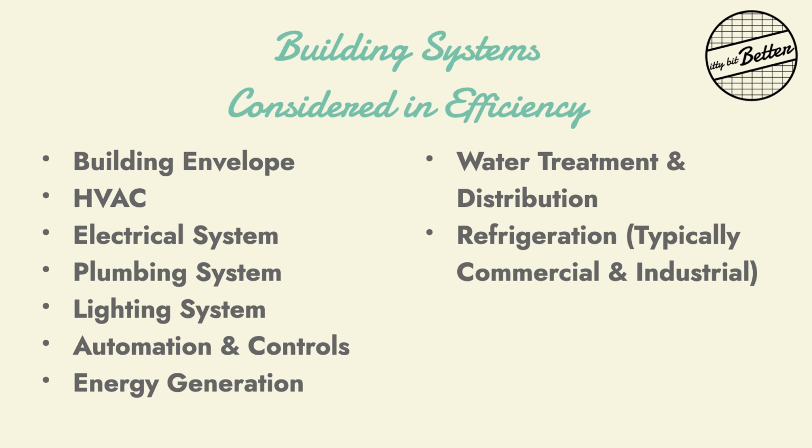So let's go over building systems. I separated this list into two categories. One is building systems that are typically considered when analyzing the efficiency of a building, and then other building systems that are very important but just aren't really considered when we're looking at the efficiency of a building. So we have building envelope, HVAC, which is heating, ventilation, and air conditioning of that building, electrical system, plumbing system, lighting system, building automation and control system, renewable energy or energy generation system, water treatment and distribution systems, and then a refrigeration system that may be in more of commercial and industrial applications.